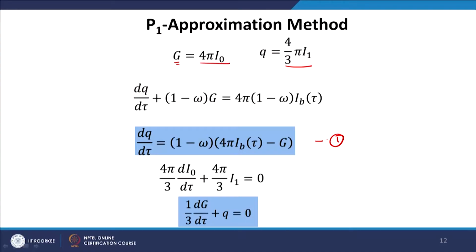The second equation, we multiply by 4 pi by 3, and when we do that we get the second equation as 1 by 3 dG by d tau plus q is equal to 0. So, these are the two differential equations for the P1 method. Now, we have derived this for the one dimensional case, but the method is not restricted to one dimension; it can be extended easily to higher dimensions. The only thing is we have to replace the derivatives appropriately.